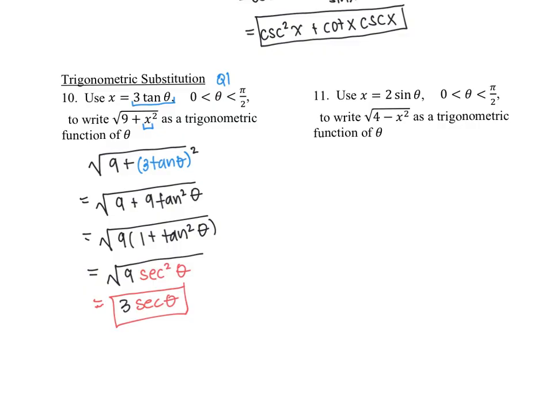Okay, we're going to do 11, same way. Again, they tell you 0 is less than theta is less than pi over 2. They're just telling you quadrant 1 so you know that the answer is positive, so you don't have to think about the sign. Okay, let's see. 2 sine theta is x, so I'm going to plug that in right there. And if you know what to expect, then you just keep working till you get there.